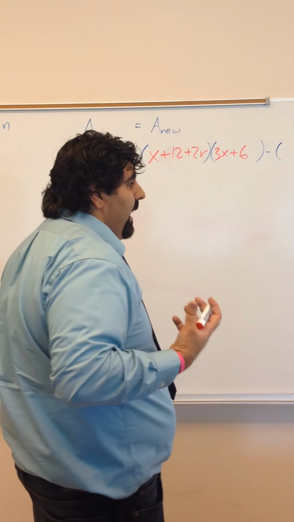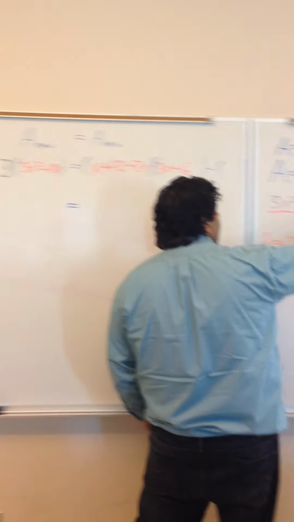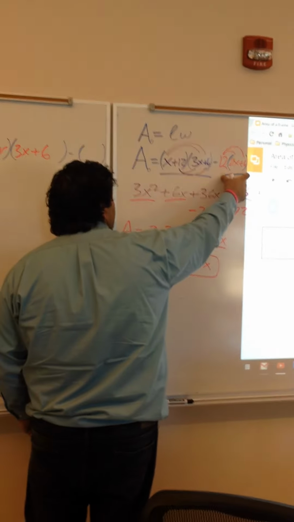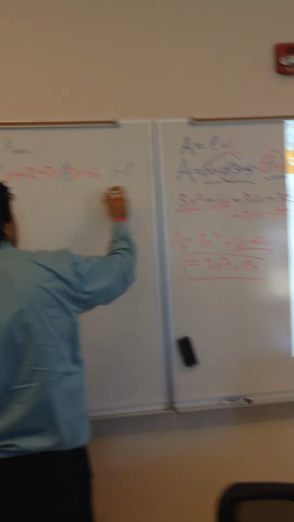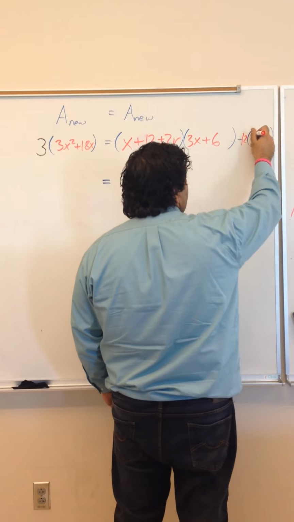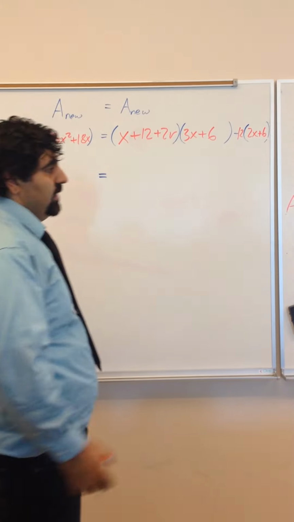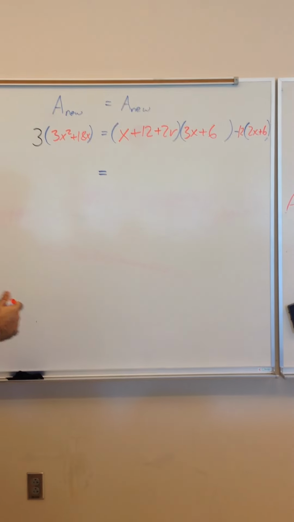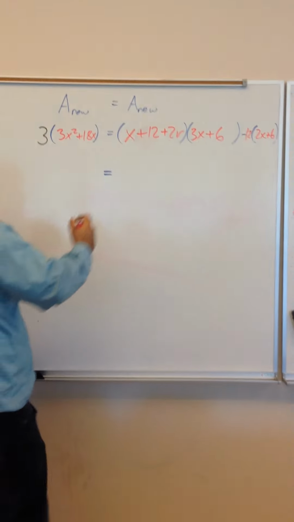And we're going to take away the picture portion. Now, if you go back to what we did earlier, you remember that it was 12 times 2x plus 6. So it would be 12 times 2x plus 6. The picture didn't change. The only thing we made larger was the frame. So we follow these out.